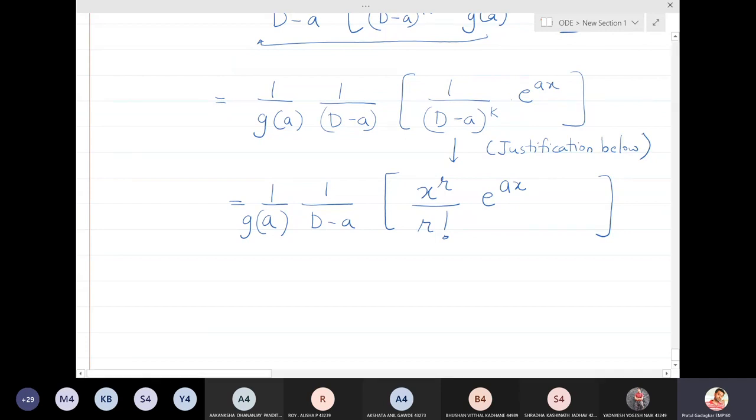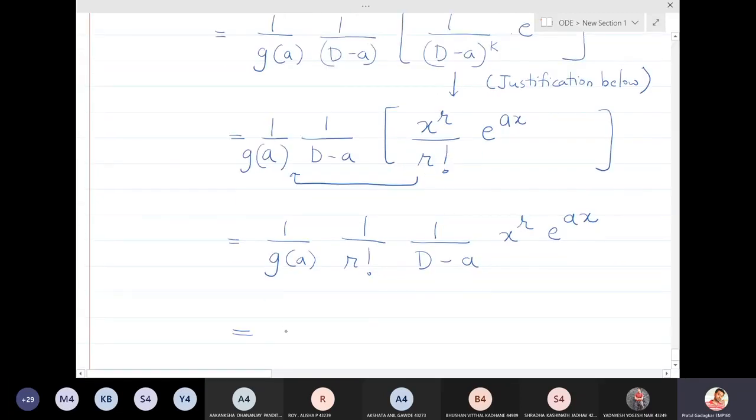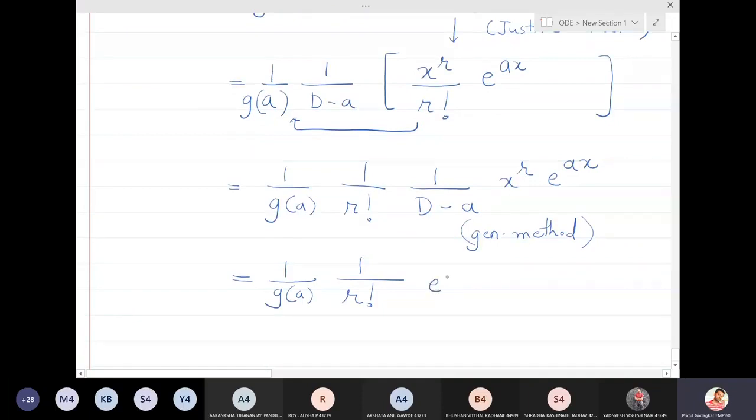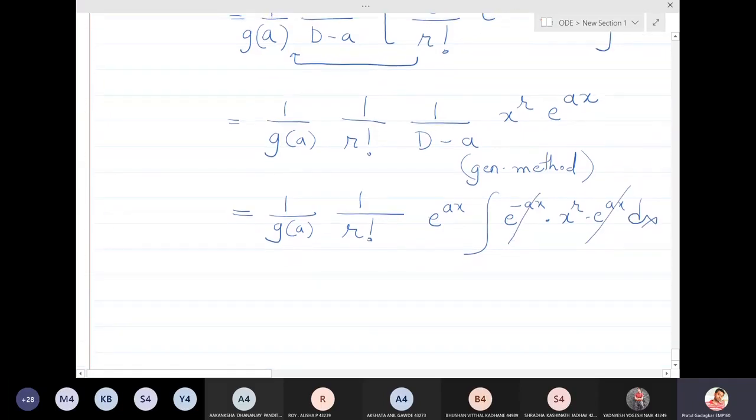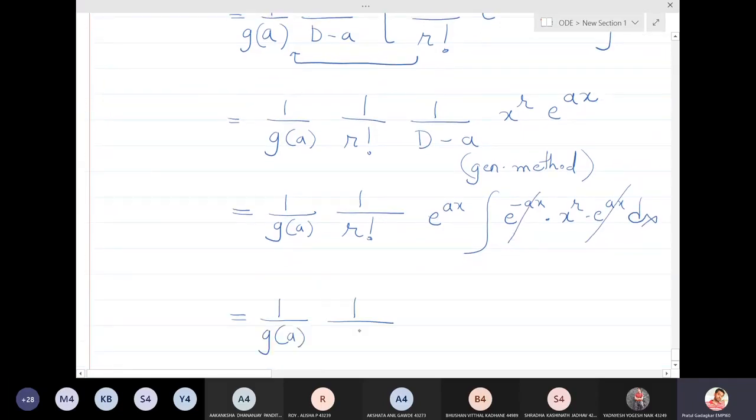Again, this r factorial has nothing to do with the integration, so I will pull out the r factorial. So it is 1 upon g of a, 1 upon r factorial, 1 upon D minus a, x raised to r, e raised to ax. This is equal to 1 upon g of a, 1 upon r factorial. Here I will use the formula of the general method. What is the formula of the general method? It is e power ax integration e power minus ax into the function phi of x, which is x raised to r e raised to ax dx. And again here this and this cancel, and this will become 1 upon g of a, 1 over r factorial.